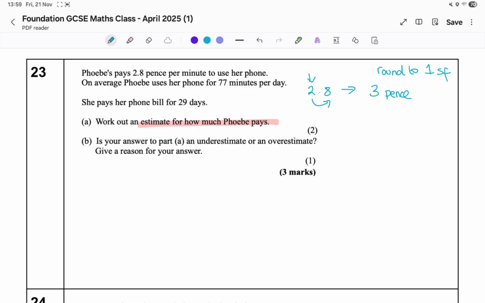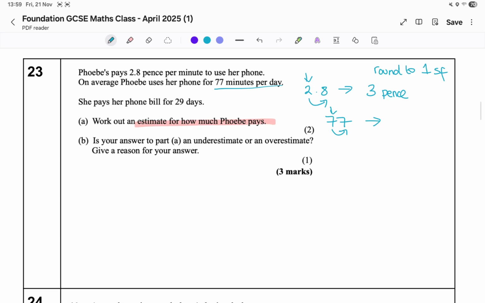She uses the phone for 77 minutes a day. I'm going to round that. That's my first significant figure. I'm going to look at the next number on the right. 7 is bigger than 5, so that's going to round up to 80 minutes per day. And my last number, she pays her phone bill for 29 days. I'm going to round that. That's my first significant figure. Look at the next number. That's going to get rounded up to 30 days.